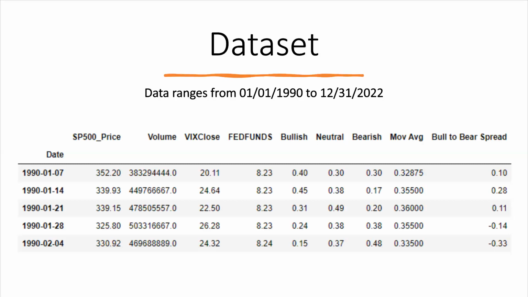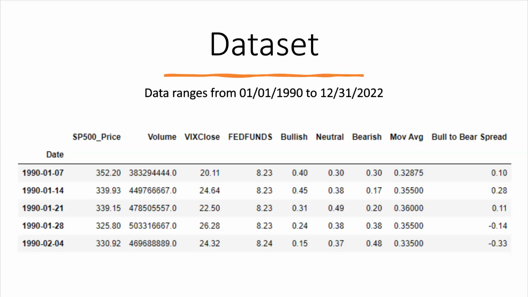My dependent variable is the next value in this data set, which is the S&P 500 price. And as we can see, it started out really low in 1990, followed by the volume of trades for the S&P 500 in that given week. And this is where the independent variables start.